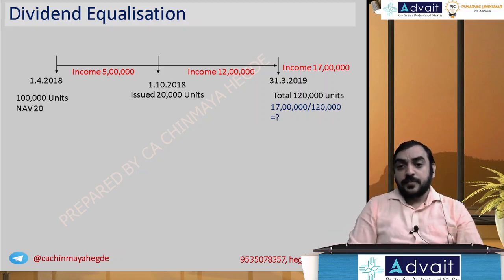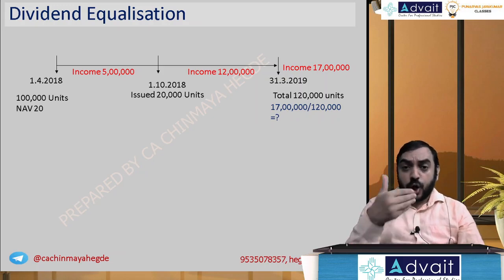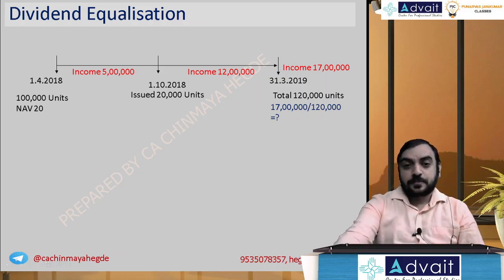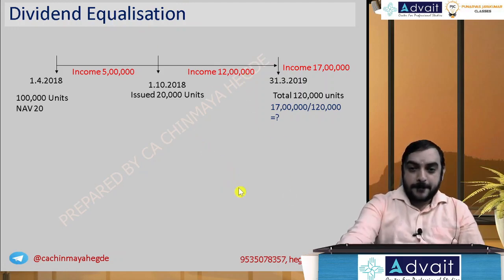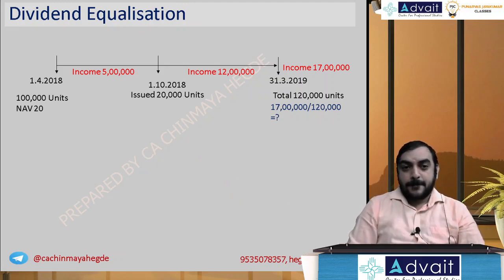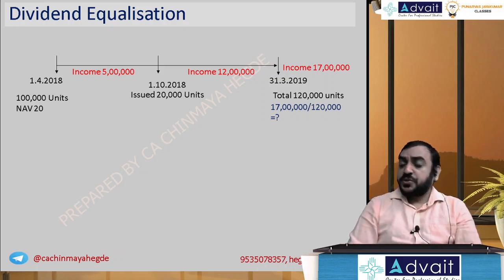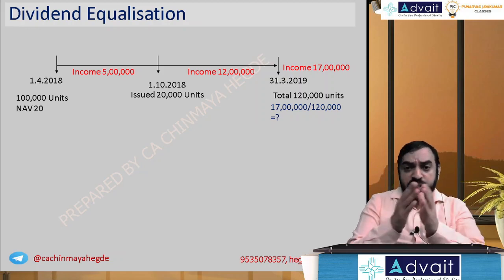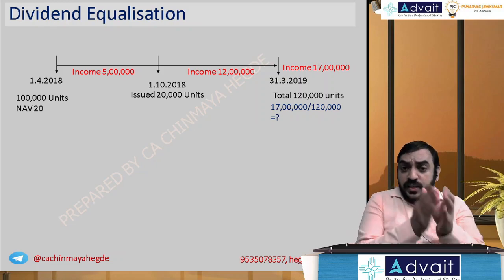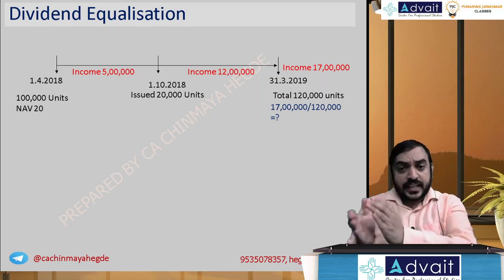Get the structure clear? You write it now. I'll give you 2 minutes. Along with the writing, try to think as well. On 1/4/2018, at the beginning, you had 1 lakh units. During the year, you issued 20,000 units. At the end of the year, you have 1,20,000 units. Beginning, during the year, end. Income in the first half, you had 5 lakh. In the second half, you had 12 lakh.